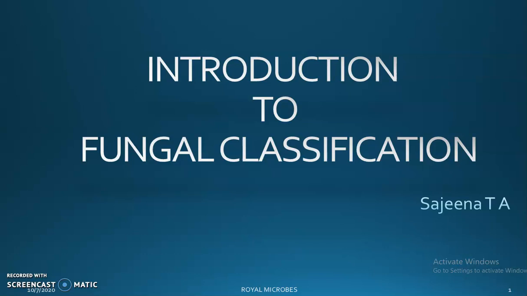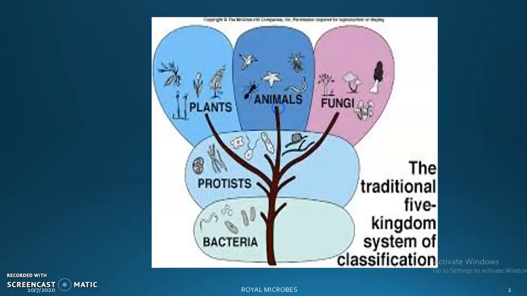Then we all know that fungi are included in the kingdom Fungi by R.H. Whittaker in his 5 kingdom classification. Initially fungi were included in plants, or kingdom Plantae. Later on it was found that fungi have some special properties and must be grouped in a different kingdom, that is kingdom Fungi. R.H. Whittaker introduced the 5 kingdom classification, classifying fungi into a separate kingdom. Other kingdoms are kingdom Monera, kingdom Protista, kingdom Plantae, kingdom Animalia. Therefore we can see 5 kingdoms, and the fungi are included in kingdom Fungi.